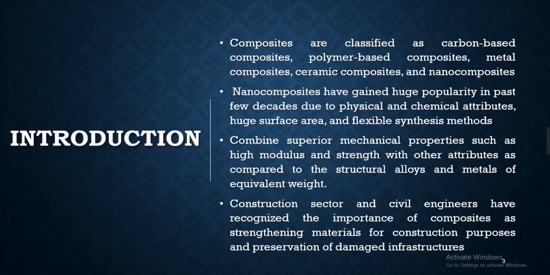Combining the matrix and the fillers yields different types of composites. Based on this, the composites may be classified as follows: carbon-based composites, polymer-based composites, metal composites, ceramic composites and nano-composites. Out of these, the nano-composites have found larger popularity in the last few decades, and this is due to their chemical as well as physical characteristics, which are huge surface area, flexible synthesis methods, etc.